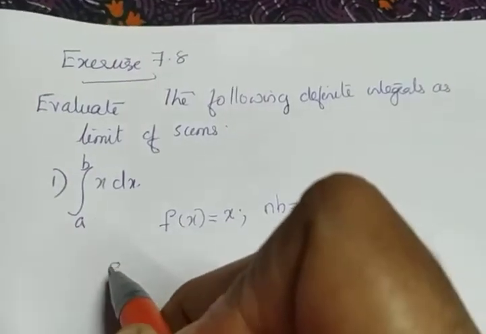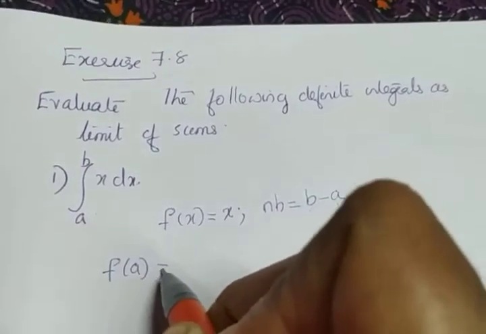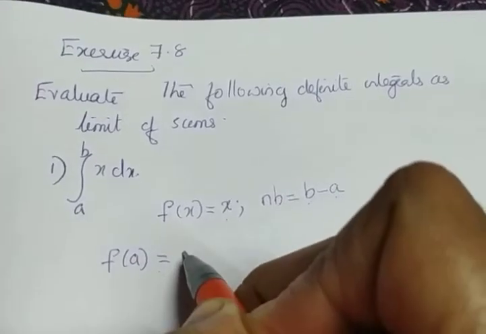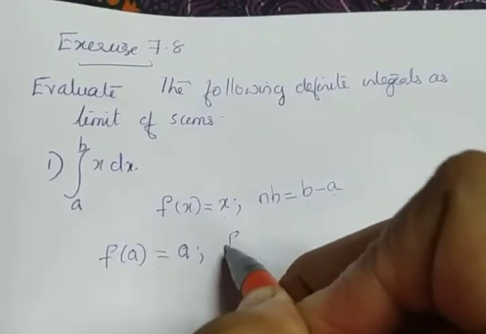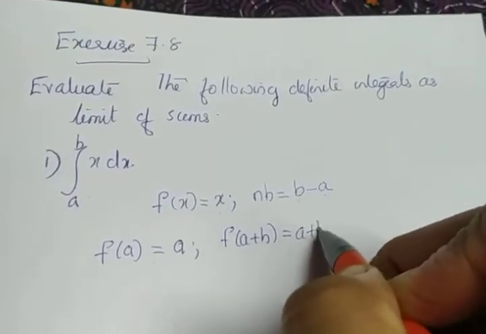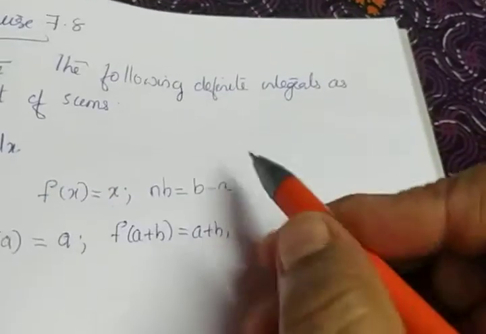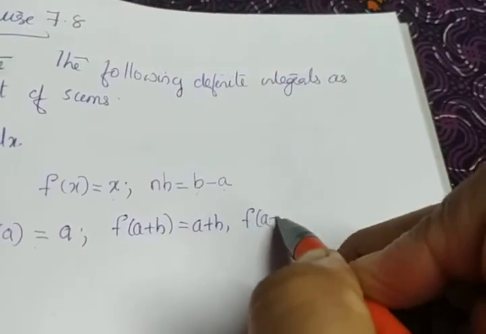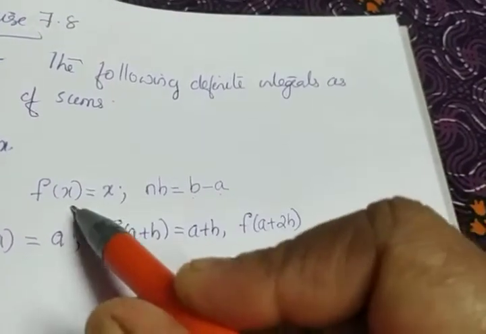So b minus a here is b minus a itself. The next thing we have to do is find f of a. F of x equal to x, so f of a will be equal to a. Then find f of a plus h. F of a plus h will be equal to a plus h. The next value to find is f of a plus 2h.